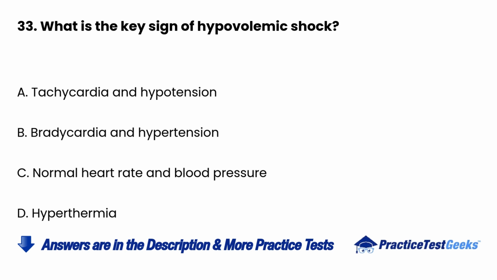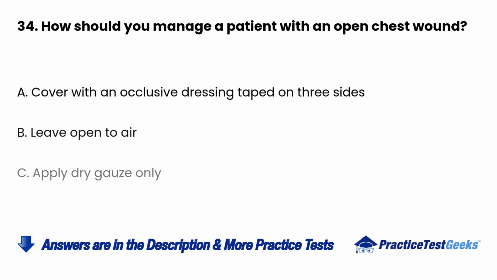A. Tachycardia and hypotension. B. Bradycardia and hypertension. C. Normal heart rate and blood pressure. D. Hyperthermia. 34. How should you manage a patient with an open chest wound?